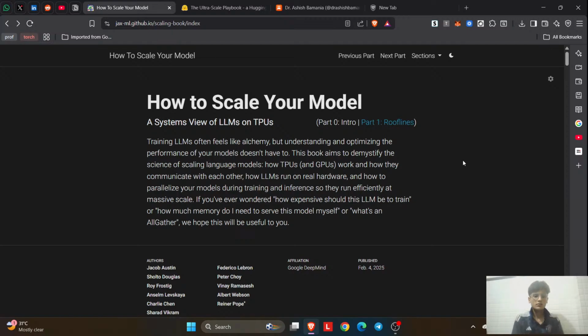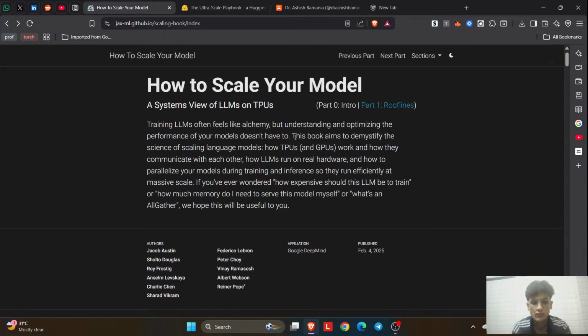Training LLMs often feels like alchemy, but understanding and optimizing the performance of a model is possible. This book is demystifying the science of scaling language models.